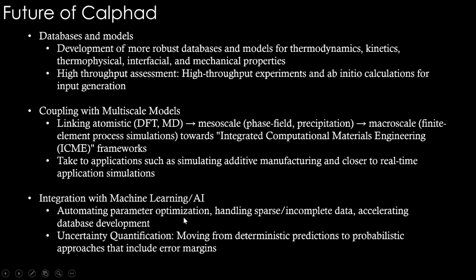Automating parameter optimization, handling sparse, incomplete data, accelerating database development can all be done with the help of machine learning. And also uncertainty quantification, moving from deterministic predictions to probabilistic approaches that include error margins. You know how the input data is handled in CALPHAD. So this sort of thing will really help in assessing them.